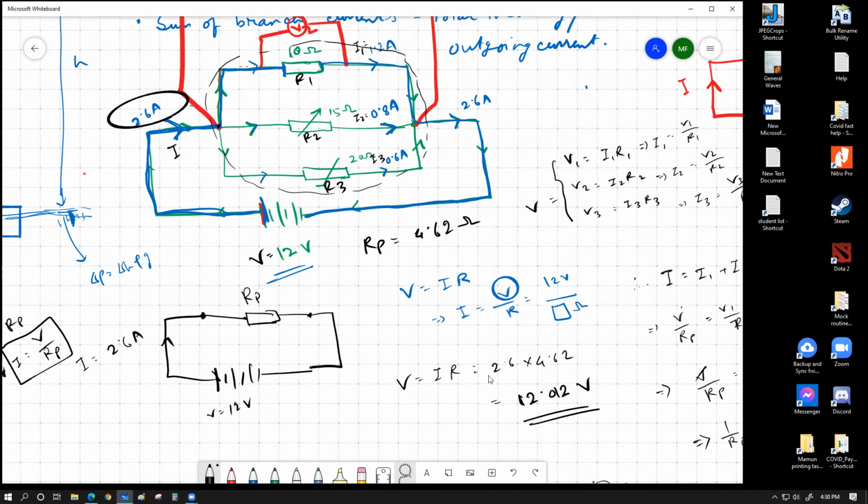So that's pretty much it for the parallel combination. In our next class, we're going to see the combined calculation, and I would like to propose one.